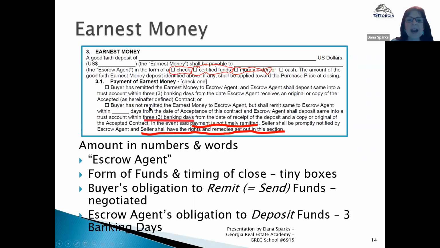Option 2 is the buyer, when they sign the offer, has not yet sent the earnest money, but they will within a certain number of days from the acceptance of this contract, which is the same concept as a binding agreement date.